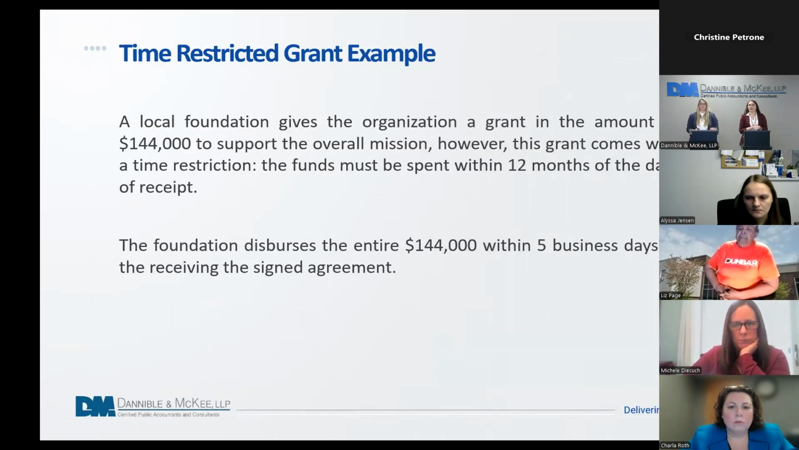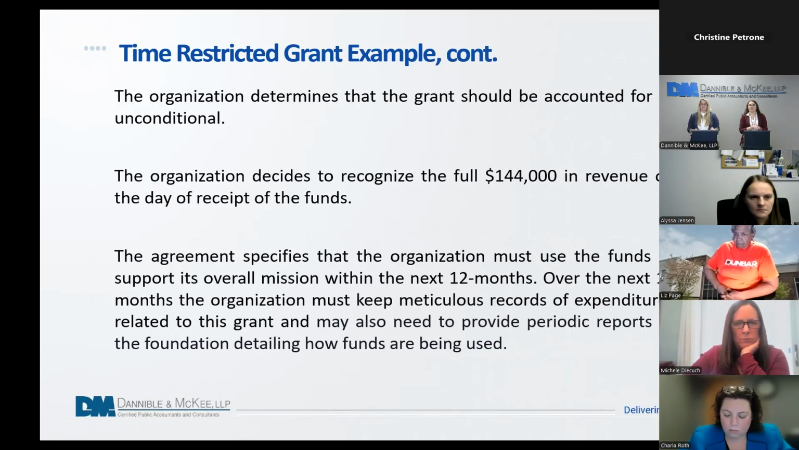So here's one example. A local foundation gives the organization a grant in the amount of $144,000 to support the overall mission. However, this grant comes with a time restriction. The funds must be spent within 12 months of the date of receipt. The foundation distributes the entire $144,000 within 5 business days of receiving the signed agreement. The organization determines that the grant should be accounted for as unconditional because there's no mention of a right of return. The organization decides to recognize the full $144,000 in revenue on the day of the receipt of the funds.